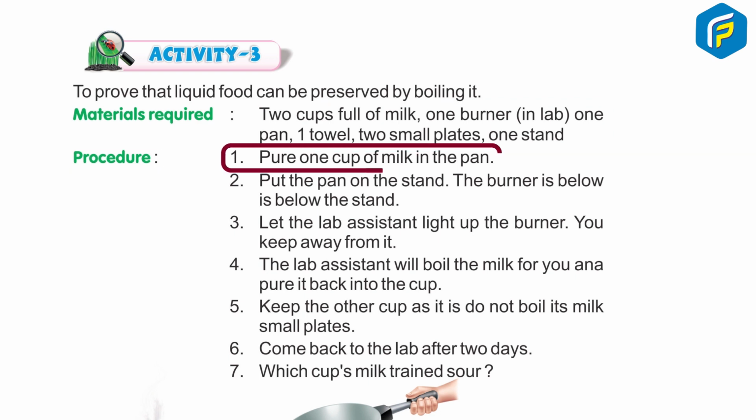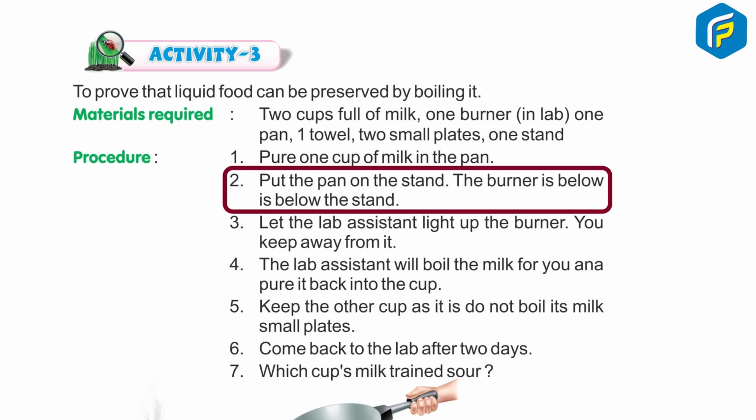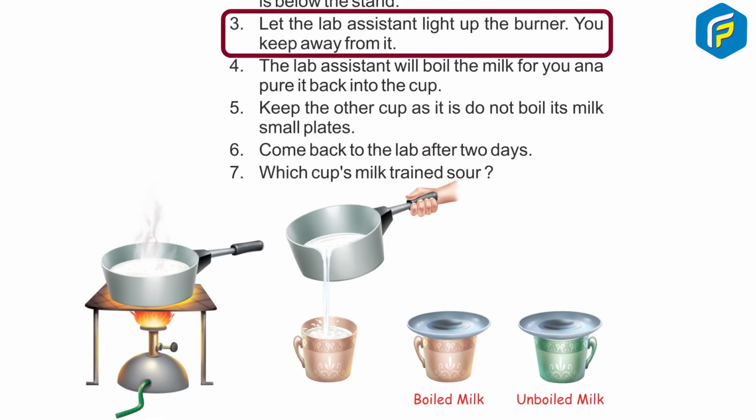Procedure. 1. Pour 1 cup of milk in the pan. 2. Put the pan on the stand. The burner is below the stand. 3. Let the lab assistant light up the burner. You keep away from it.